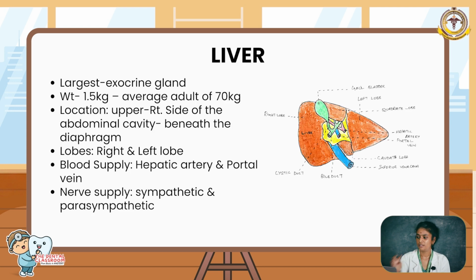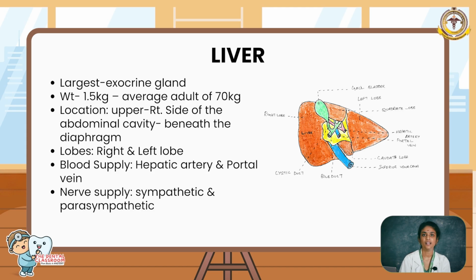First we'll see about the anatomical structure of the liver. Liver is the largest exocrine gland. It weighs about 1.5 kg in an average adult of 70 kg. It is a wedge-shaped organ, reddish brown in color, and it is located on the right side of the abdominal cavity beneath the diaphragm. It has 2 lobes, right and left lobe.